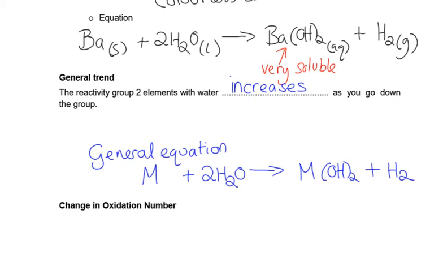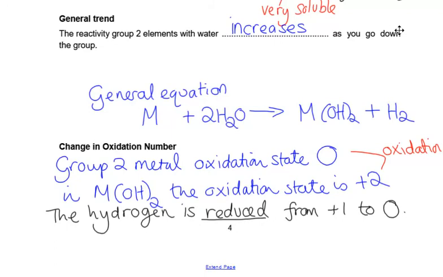Remember, that's cold water. You can also see that there's been a change in oxidation state. The group 2 metal, obviously it starts with a 0 oxidation state as the metal, and then in your hydroxide it will be +2, so it's been oxidised, increases oxidation number. Whereas the hydrogen, in the water it starts at +1 oxidation state, and obviously hydrogen gas is an element, it's 0, so it's been decreased, it's reduced from +1 to 0.